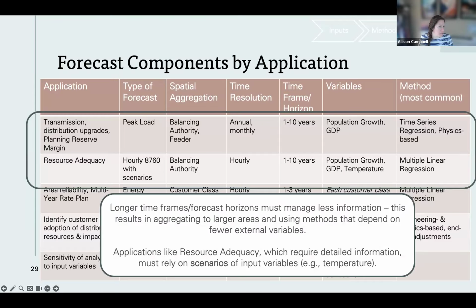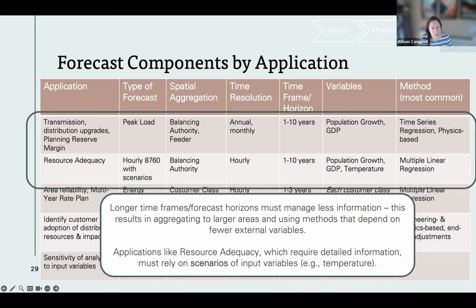So for longer time frames and longer forecast horizons, these must manage typically less information. This results in aggregating to larger areas, like your balancing authority or your feeder, and using methods that depend on fewer external variables. Because you can imagine if you have a long horizon forecast 10 years in the future, you either have to make some assumptions about your external variables like population growth, economic growth, or temperatures, or you have to come to the conclusion that you just don't know the answer and you have to make an educated guess or take an average.